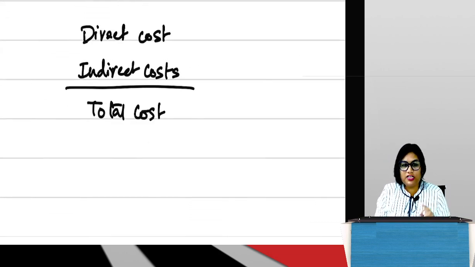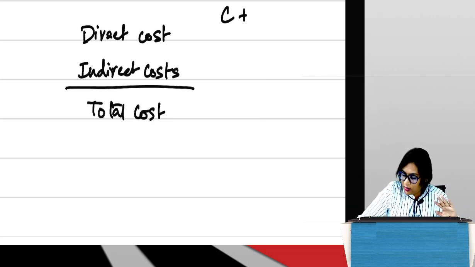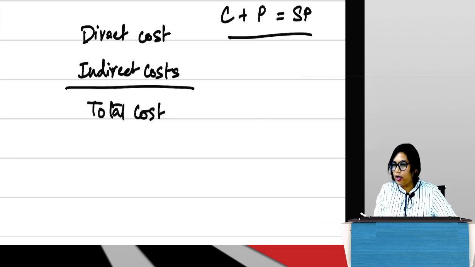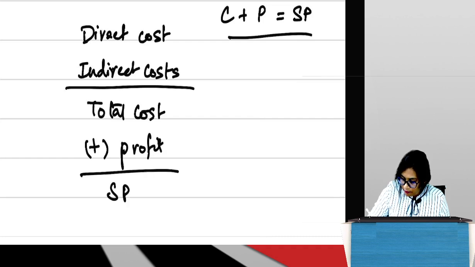You remember yesterday we studied one formula. What was that? I said that is the foundation for everything. Cost plus profit gives me selling price. So all my costs can be divided into two: direct costs and indirect costs. All direct costs plus all indirect costs will give me my total cost. To this I will add profit, which will give me the selling price.